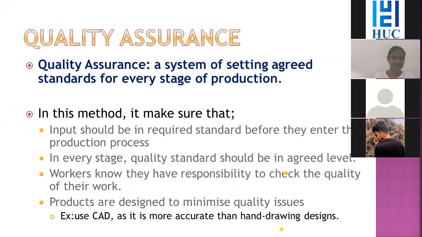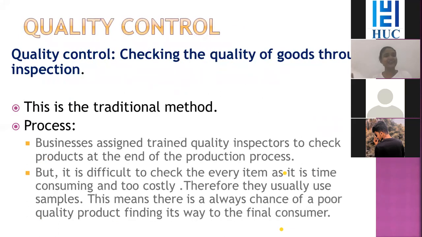Quality assurance means at the end of each stage we check the quality. When we make a product, it has a few stages. At the end of each stage we check the quality. We call that quality assurance. But if we check only at the end, we call that quality control.